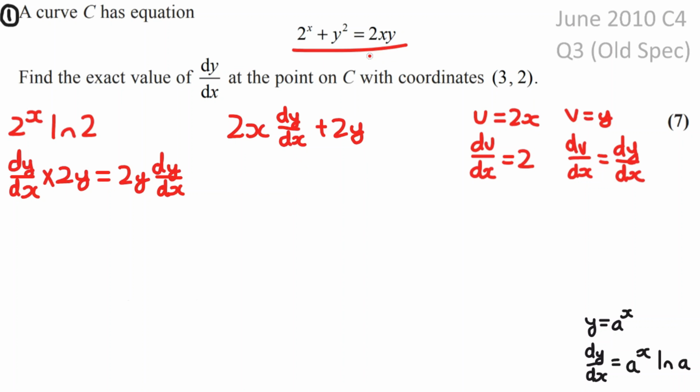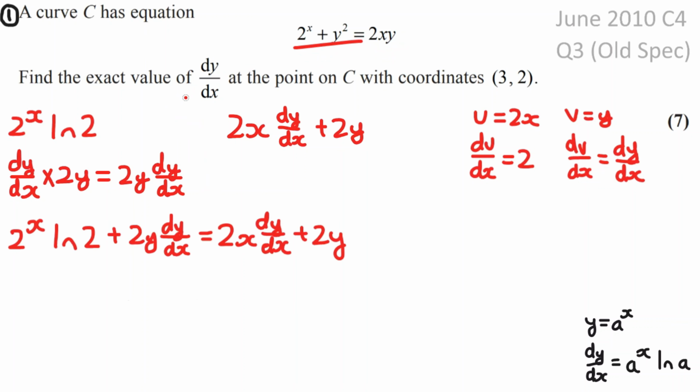So therefore, if we differentiate this thing, this side is going to be these terms added together, so the 2 to the x natural log of 2 plus 2y dy over dx, and then this side is going to be this term here when you differentiate this, so it's going to be 2x dy over dx plus 2y.